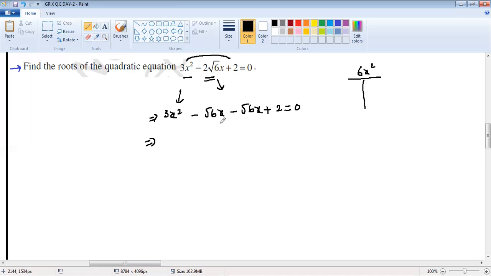Why? It is a simple thing, right? Look, 3x square we can write as root 3x whole square. Then root 6 we can write as root 3 into root 2x. Then here also, what can we write? Root 2 into root 3x. Then root 2 whole square, right? Yes, sir. So what is common in both?